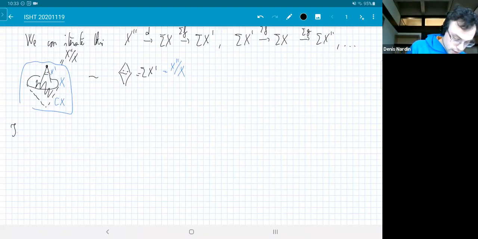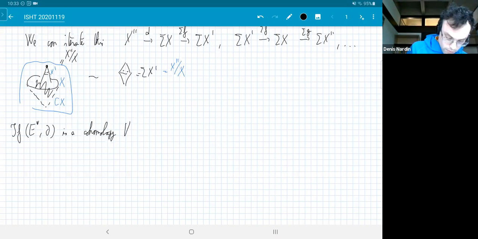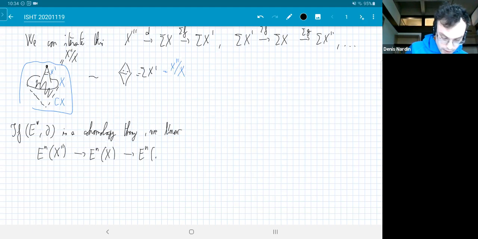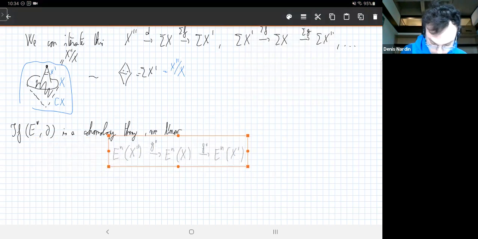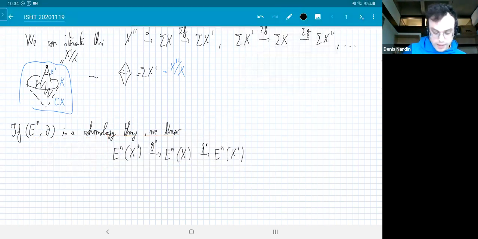Well, now if E star is a cohomology theory, we know that we have, for example, E^n of X prime, X double prime goes to E^n of X goes to E^n of X prime, and this is G upper star, F upper star. Okay, that's an exact sequence in the middle.